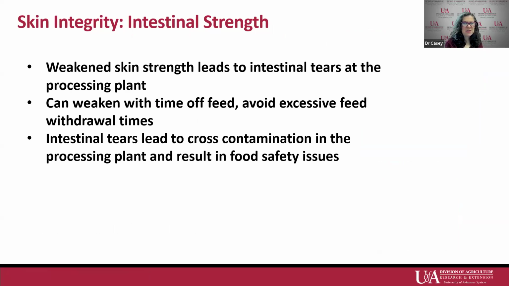Other skin integrity issues, so the first two are really skin integrity as well. If you have weakened skin or tissue such as skin, it can also lead to intestinal tears. So you may even have a weakened intestinal wall. And so that can result in some intestinal tears at processing, which would then lead to cross-contamination in the plant.